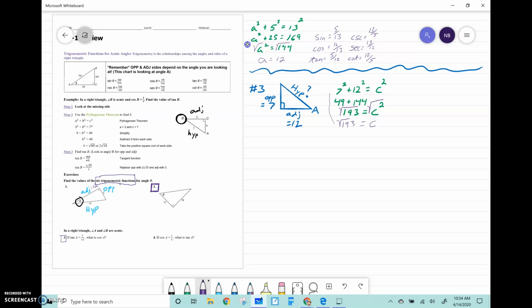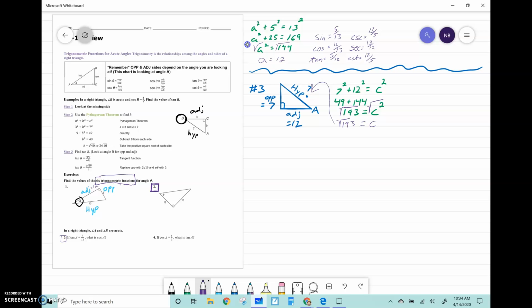There we go. So that means my hypotenuse is the square root of 193. And we'll just leave it like that because we're not going to try and break down the square root of 193. We know it's not a perfect square, and we're just using it to find a hypotenuse side. So we don't have to go too far into detail.